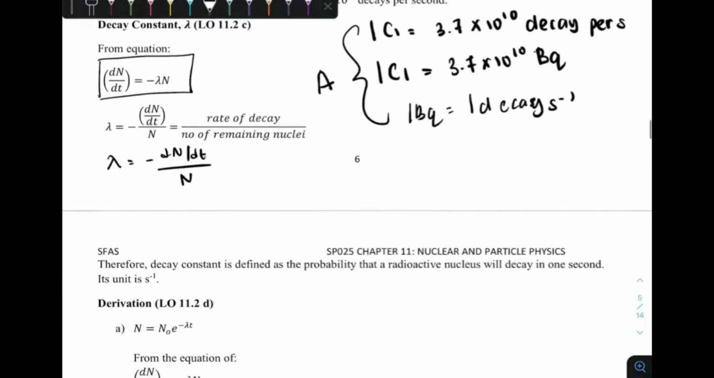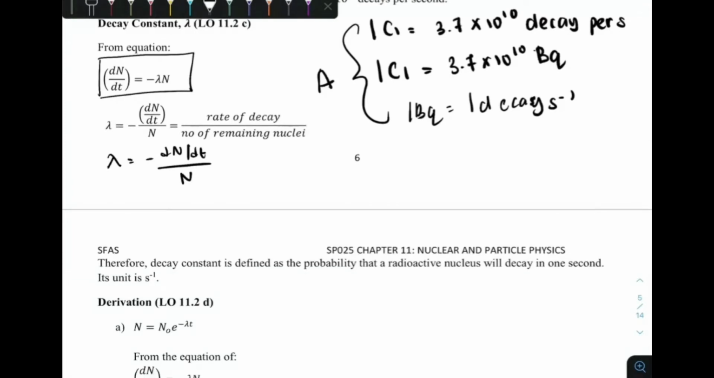Therefore, decay constant is defined as the probability that a radioactive nucleus will decay in 1 second. So decay constant sebenarnya adalah probability what amount of nucleus you're going to have after dia decay. So basically dia adalah how much process of decay is going to occur dekat sini.